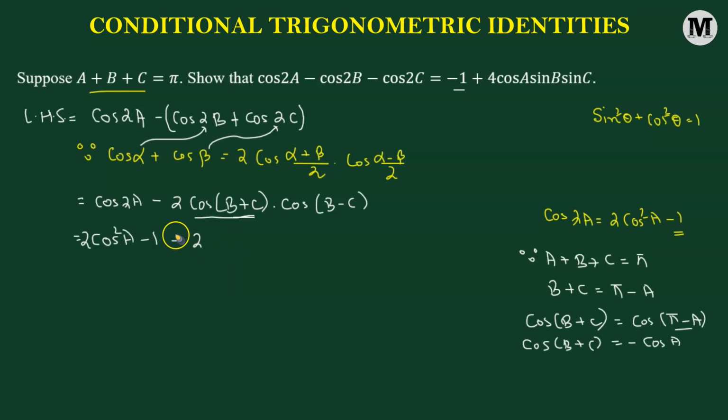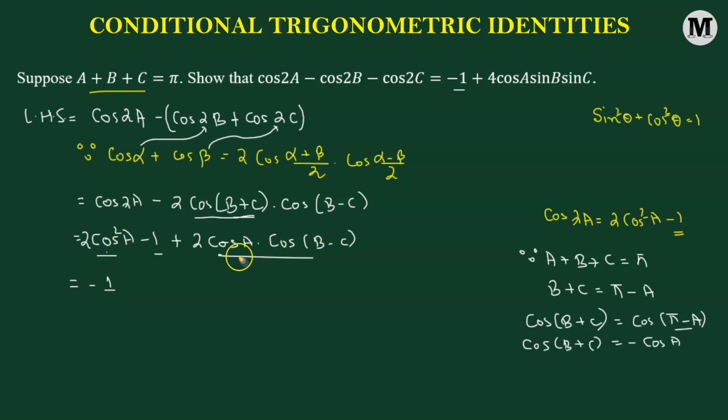Now we already have a negative sign here, so this is going to become positive. So we get 2 times cosine of angle A multiplied to cosine of the angle B minus C. Now let's rearrange the terms. We're going to take -1 as the first term. Next, we are left with, so there are in total 3 terms here.